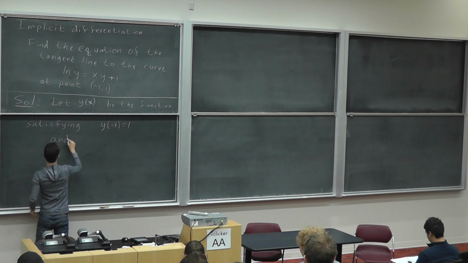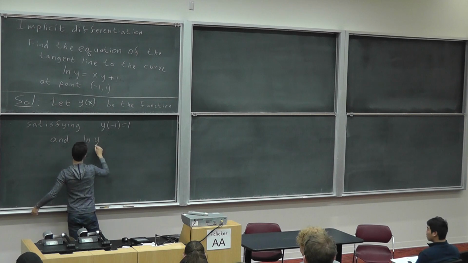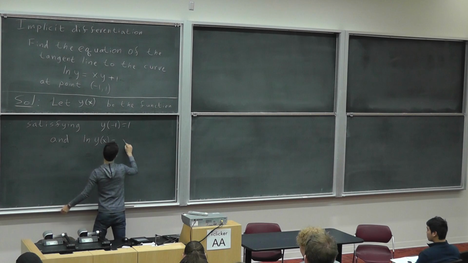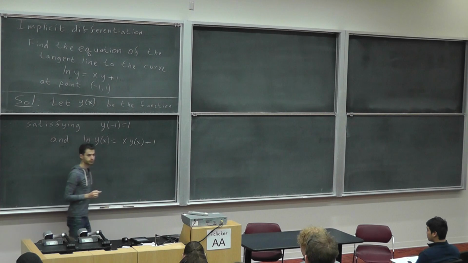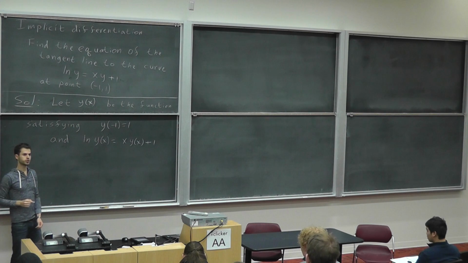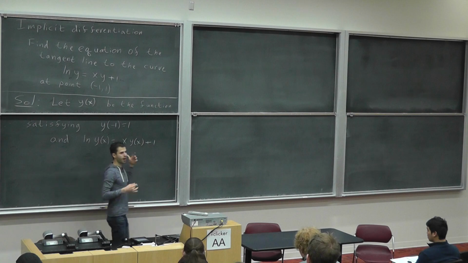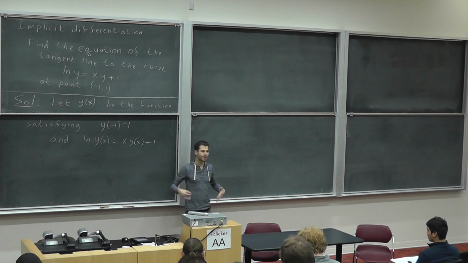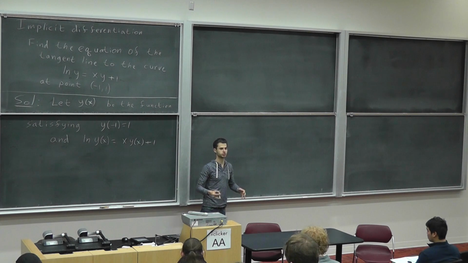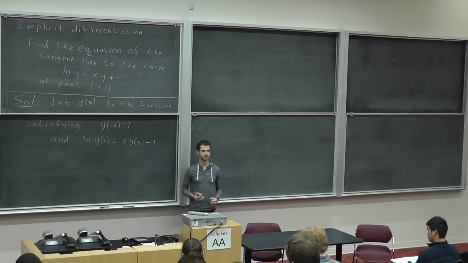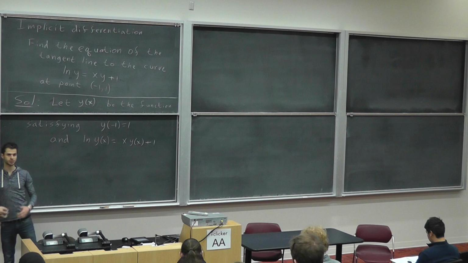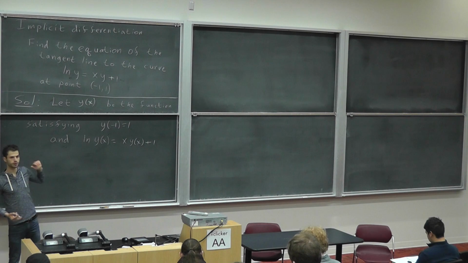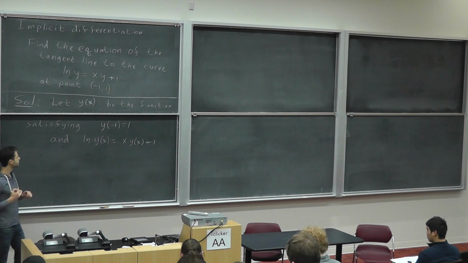And logarithm of y of x is x times y of x plus 1. So you assume that you have a way to work with this function. You call it y of x. From here you want to find the derivative of this function, to find the slope of the tangent line to the graph.